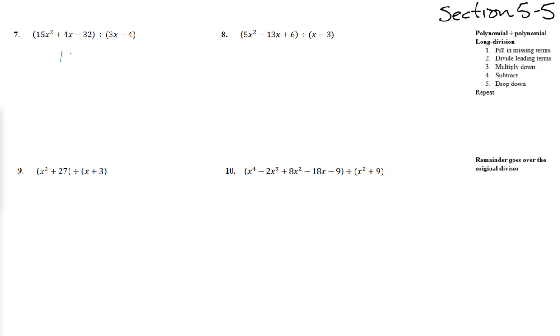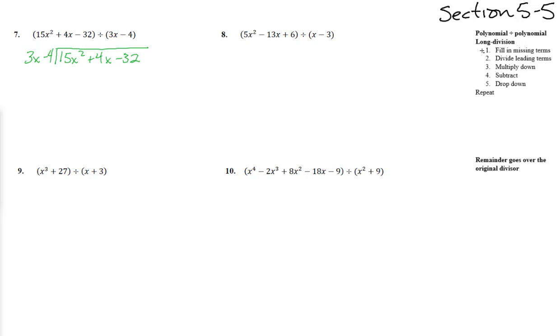This is 15x squared plus 4x minus 32, and this is all divided by, let's make that just a little bit nicer. So we have room to write up here. And we're going to divide that by 3x minus 4.